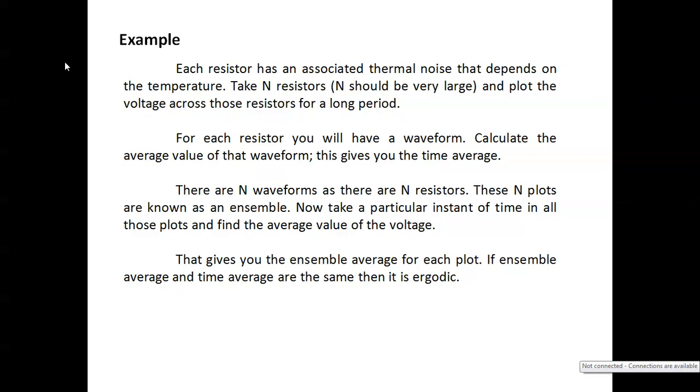This gives the ensemble average of each plot. If the ensemble average and time average are the same, then it is ergodic.